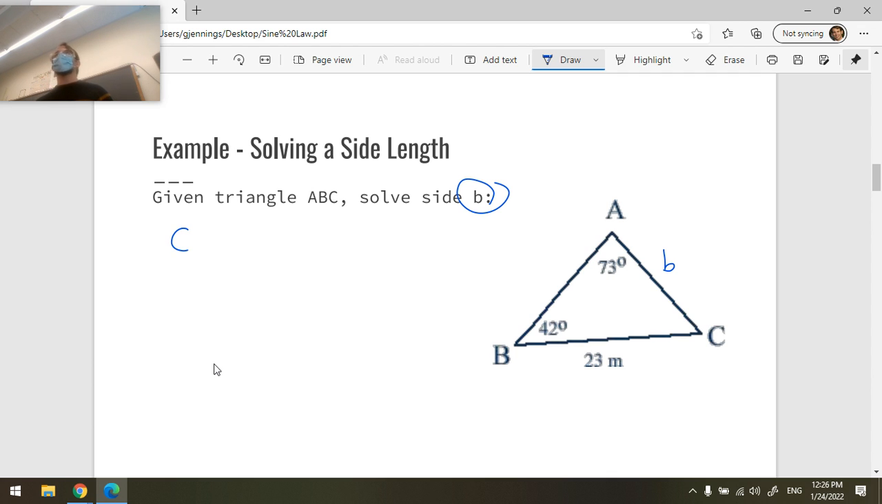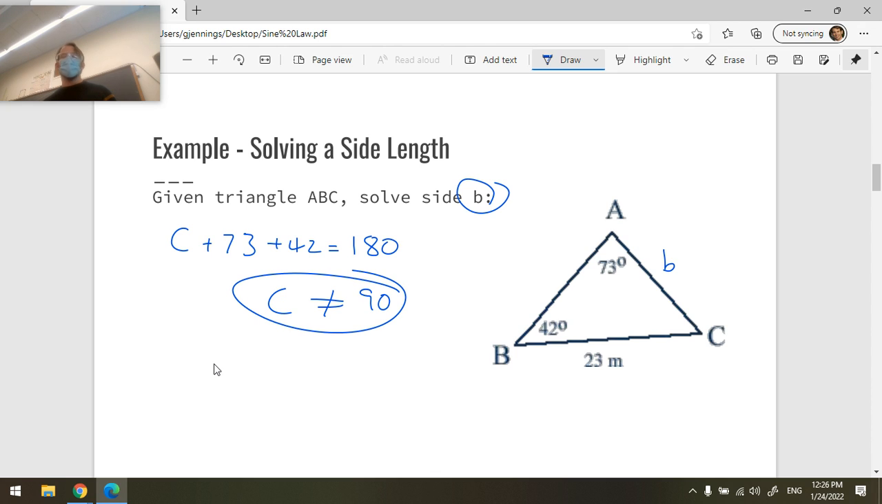If it's 90 degrees, then we can just use tangent, because this would be the opposite and this would be the adjacent. So angle C plus 73 plus 42 should be 180. Thanks, Jake. Now when we evaluate that, C is most definitely not equal to 90. That's all the information we need to know we can't use a natural trig ratio. We have to use sine law or cosine law.